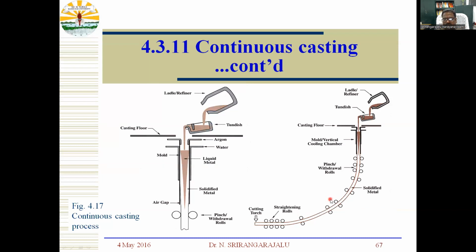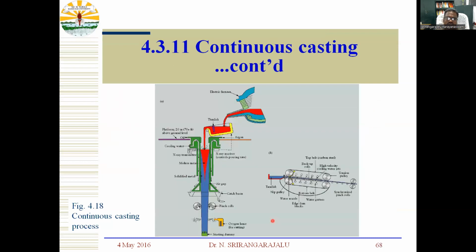After that, with the help of an oxyacetylene flame, you can cut the material, or you can continuously make the rollers with the help of that. Straightening rollers can straighten the length of the rod or bar, or whatever it may be.